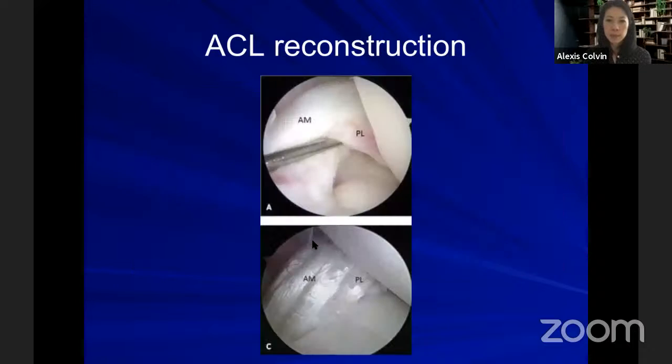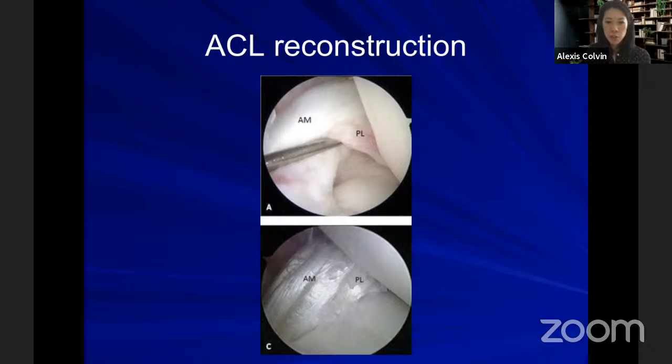Next slide. These are what an ACL tear looks like in surgery itself. If you're looking in the knee, in the top picture that metal object is a probe. It has a little hook at the end, which you can't see because it's behind the ACL. What it's showing you is that it's almost like a loose seatbelt. It's still there, but it's pulling away more than it should.